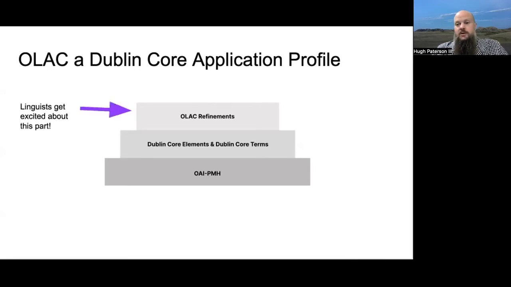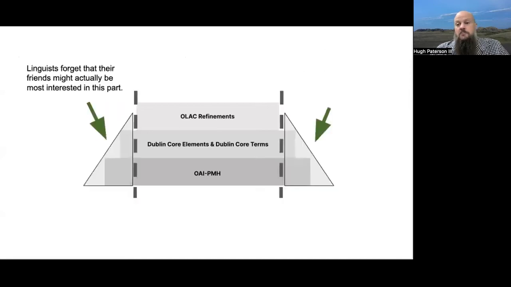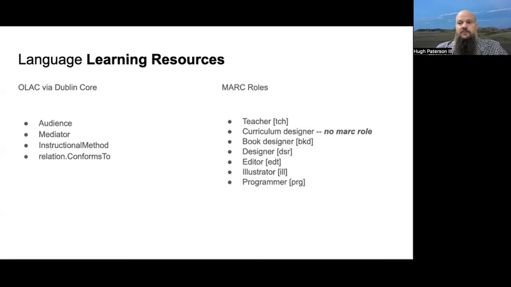As linguists, we get excited about the top part. But maybe some of the friends of linguists get excited about what might be considered the fringe part of OLAC, those things that are not directly OLAC refinements, but exist inside of Dublin Core or even OAI-PMH. So let's look at some of those that are kind of outside the periphery of OLAC, but still inside of the entire application profile that exists, right? So OLAC via Dublin Core inherits some things that are relevant to language resources. For instance, audience, mediator, instructional method, and the special relationship conforms to. Those are all in Dublin Core already and can be used to describe learning resources.